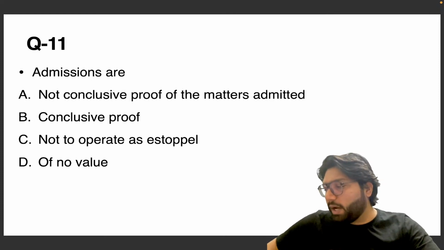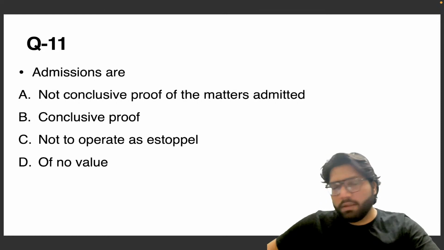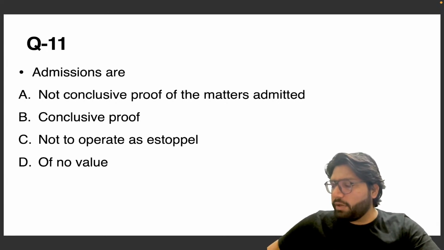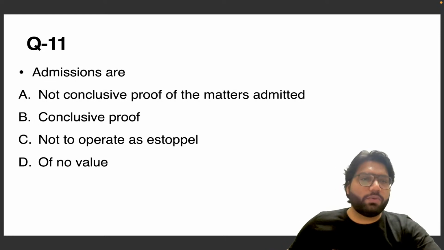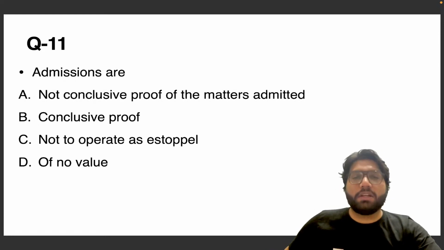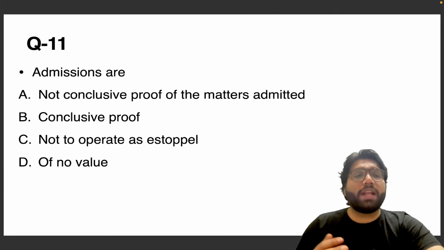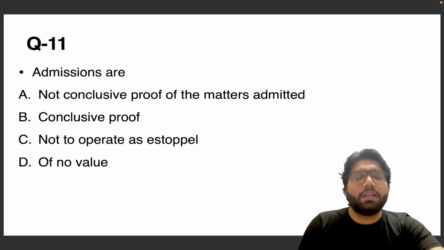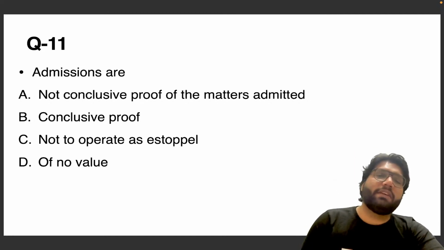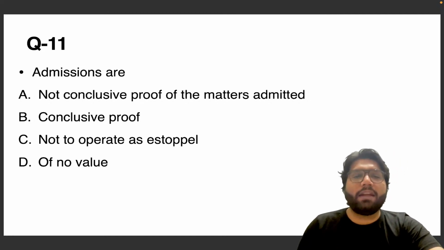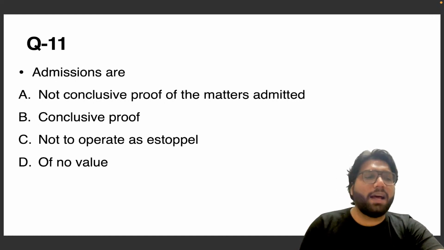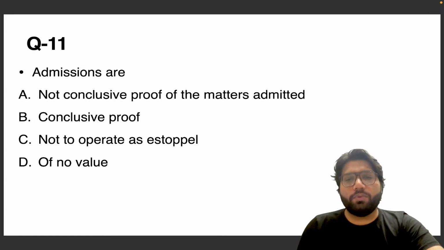First one to answer is Mosmi, who is answering A. Okay. What about others? Amit also A and Sapna also A. A is the correct answer, students. Please refer section number 31 for this one. Okay. Admissions, the term admission has been defined in section number 17. And then from section number 17 till 23 and 31, this is all about your admissions. And here the answer is not conclusive proof.